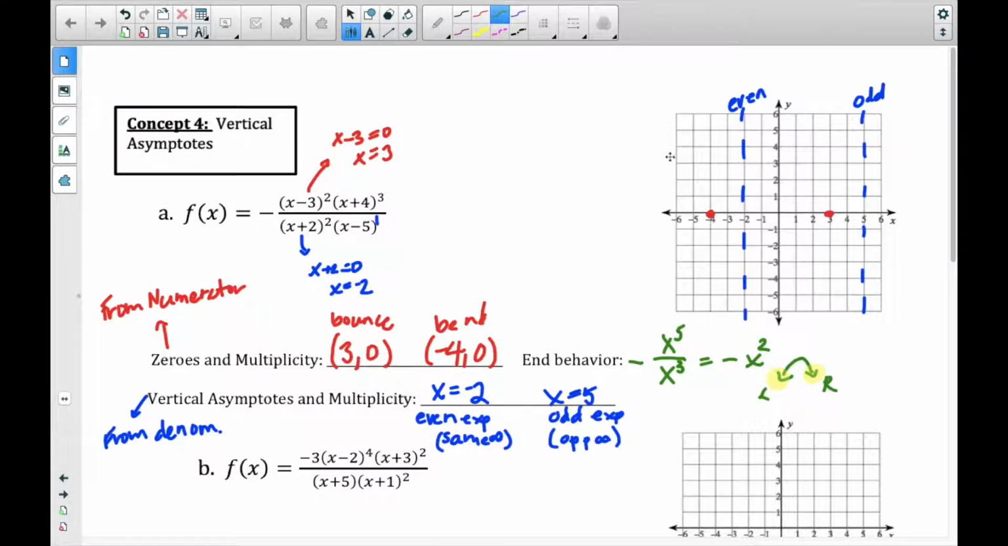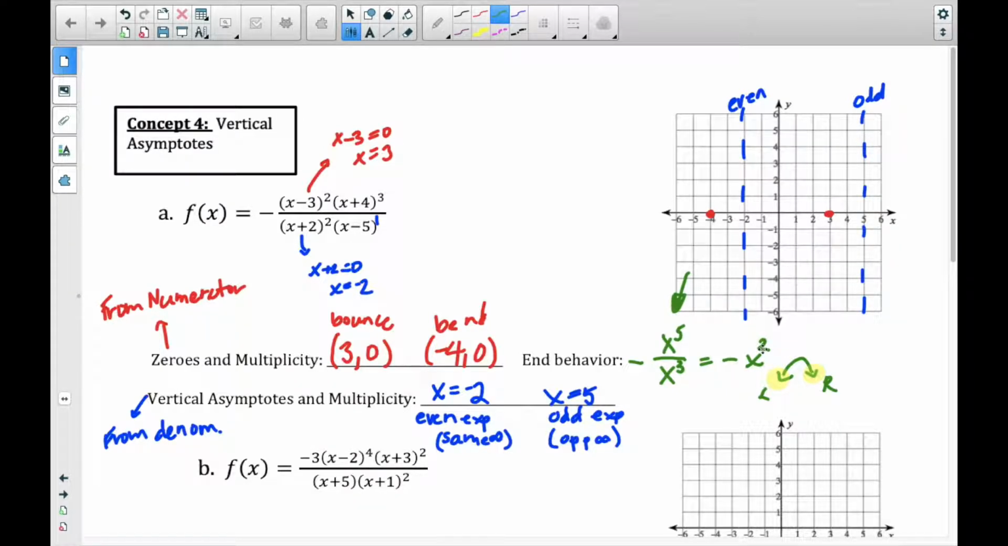So I'm going to start on the left-hand side. My question is, should I start at the very top or should I start at the very bottom? Well, my end behavior says start at the bottom. So I'm going to start down here, and that's going to be the start of my graph.